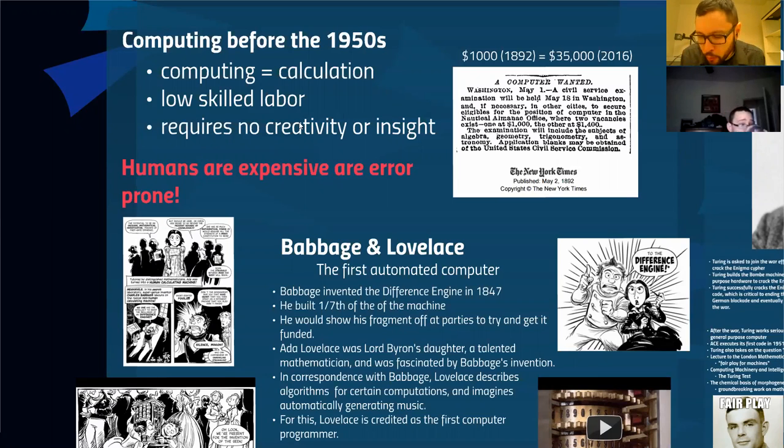So computing really changes in the 1950s. It really starts to change in the 1930s with Turing's breakthrough in defining a Turing machine. But culture doesn't really start to catch up until the 1950s. We'll see this in a little bit.